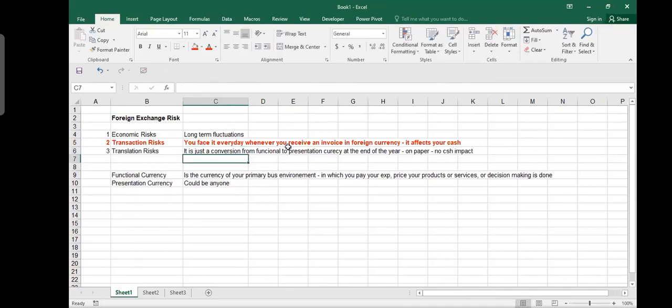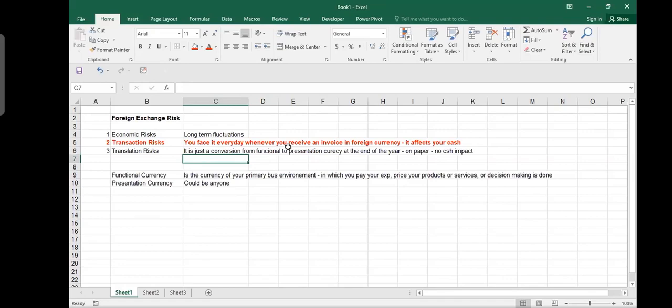What do I mean by that? You prepare your income statement and your balance sheet in dirhams. Then at the end of the year, on 31st of December, you make your income statement in dirham, you make your balance sheet in dirham. And then because you have to present it in USD, you convert all the dirham values into USD. So it is not going to give any cash impact because you are not receiving cash, you are not paying cash, you are just converting or multiplying the numbers from one currency to another currency. You may have some exchange gains or losses during this conversion, but it will not give you any cash impact.